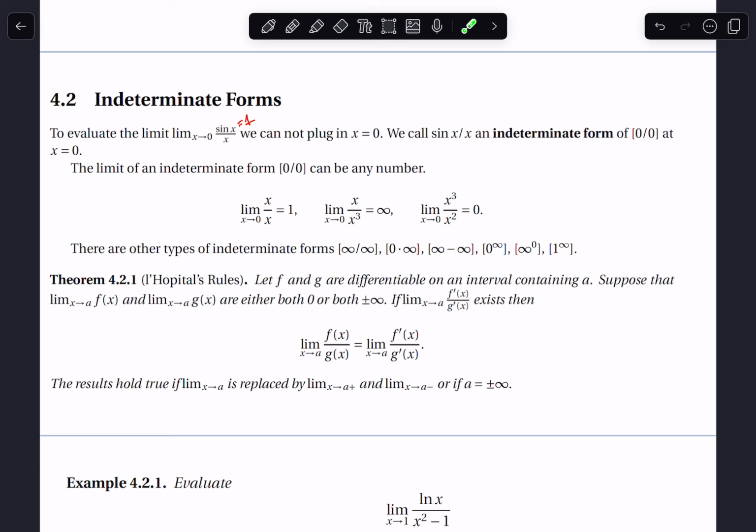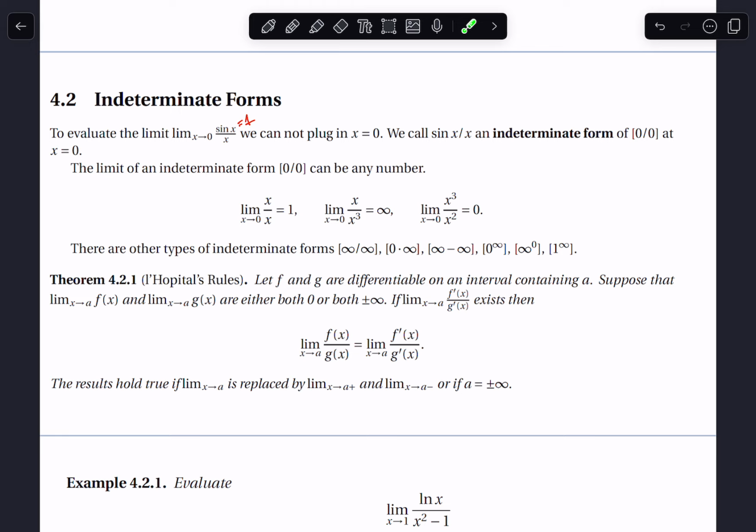Now, the limit of an indeterminate form can be any number, or it may not be defined. For example, x over x is an indeterminate form and its limit is 1 at x equals 0. For this one, it is infinity, and for this one, it is 0.